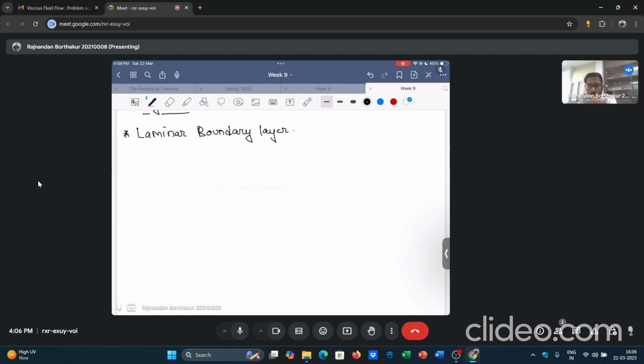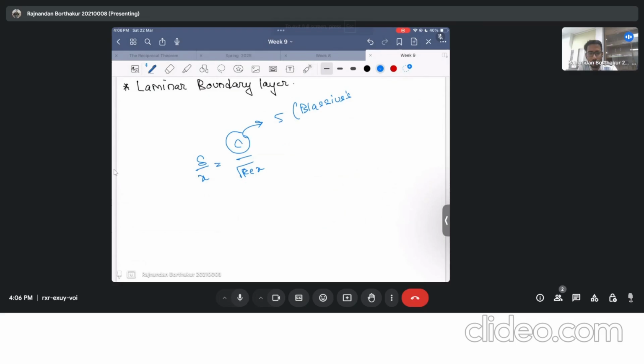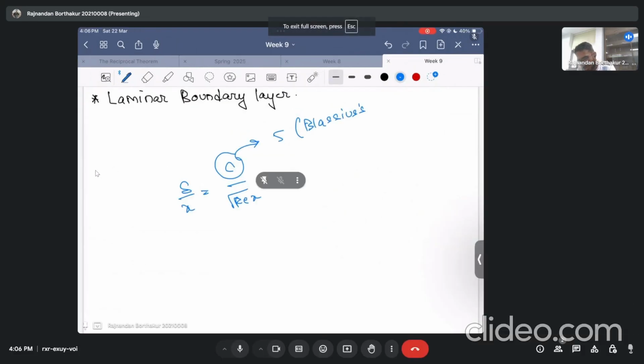And then you obtain a solution for the boundary layer thickness delta, which came out to be delta by x. So the Blasius exact solution came out to be delta by x equal to some constant by square root of Re_x, where the constant was exactly equal to 5 if you use the Blasius exact solution.